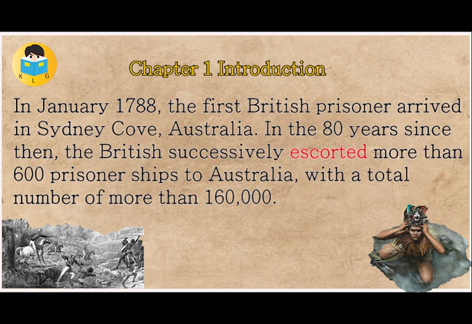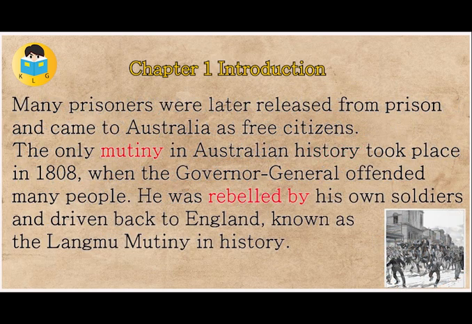In January 1788, the first British prisoners arrived in Sydney Cove, Australia. In the 80 years since then, the British successively escorted more than 600 prisoner ships to Australia, with a total number of more than 160,000. Many prisoners were later released from prison and came to Australia as free citizens.